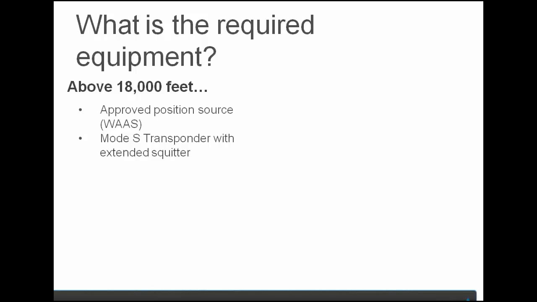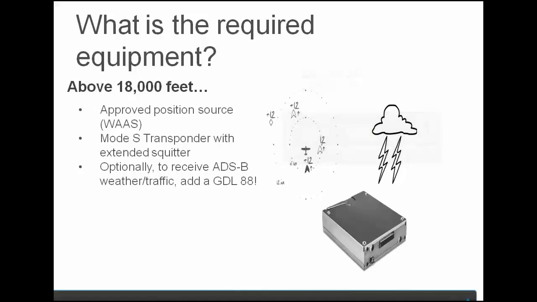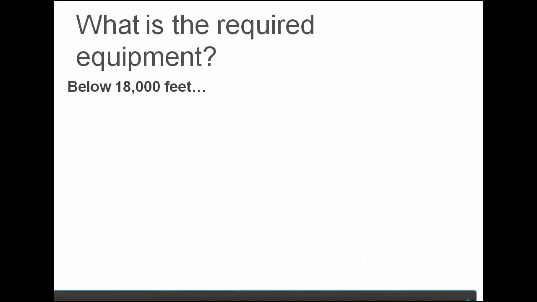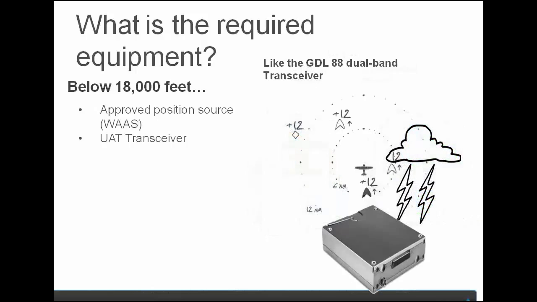For over 18,000, you also need a Mode S transponder with the extended squitter, much like our 330ES or 33ES can do. If you want ADS-B In, you can use the GDL88 at any altitude, and it'll bring in the traffic and weather information to display it for you. Now, for you guys under 18,000 feet, you still need the GTN or GNS WAAS series for your position source. But now you can use the UAT transceiver like the GDL88 to broadcast that position out.